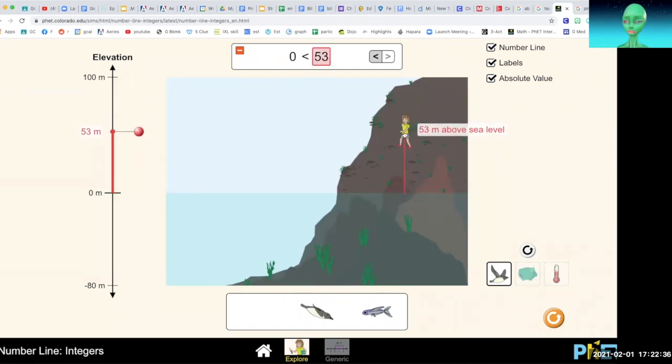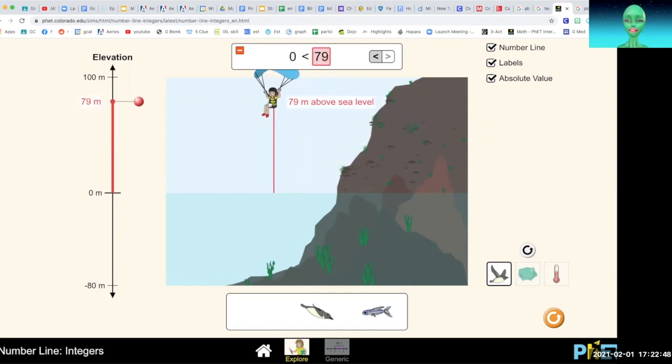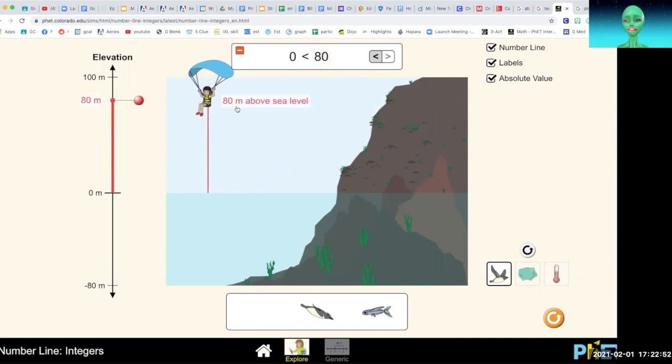Okay, now we have this girl, and she's walking over here. She's at 55 meters above sea level. She's on the mountain above sea level, so her number would be 55. Then she jumps off. Woo! Now she's flying in a parachute. And look, the wind is bringing her up. She's 80 meters above sea level. That means her number is positive 80.